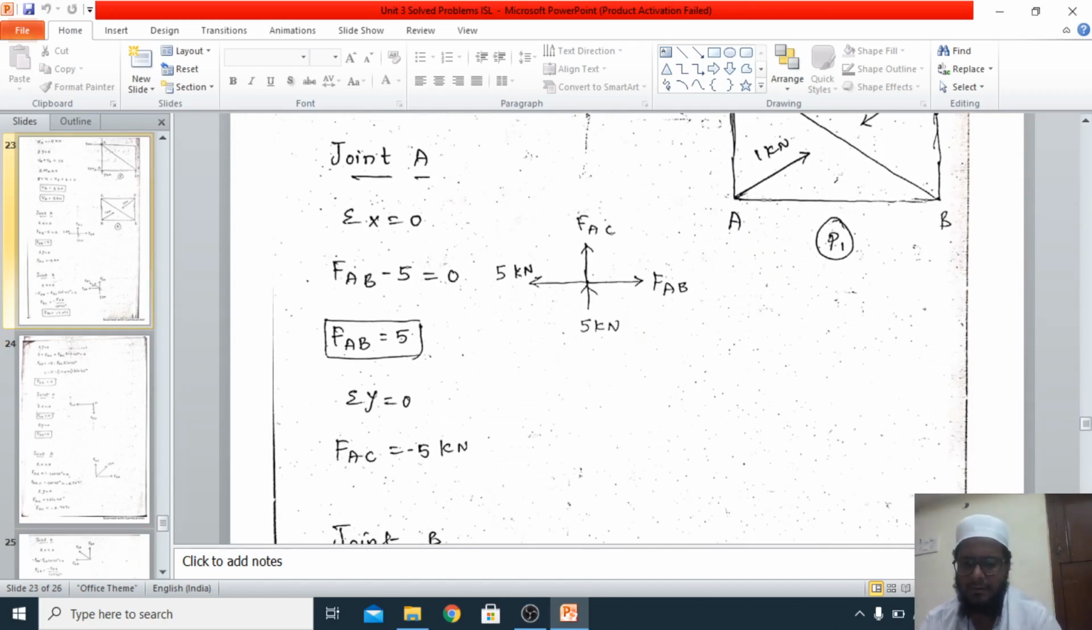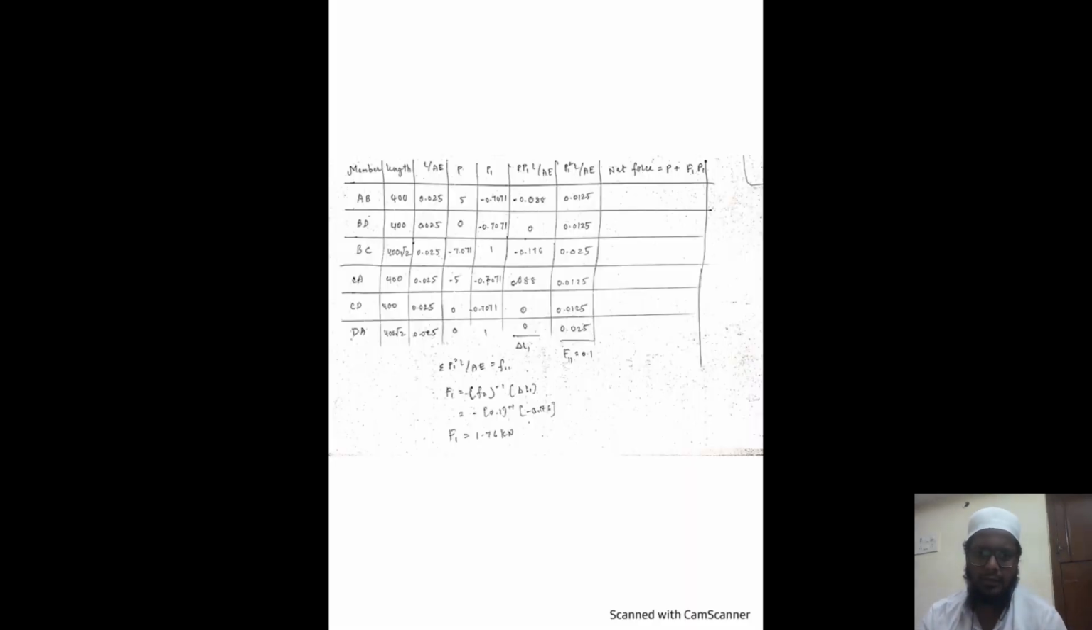So you can see here 5 kilonewton, and the next value is P1. We got one more value, that is 0.707, isn't it? Similarly, force in member BD we got first as 0, then the next value is 0.7071. Similarly, in the first equation, this P is with the external force, P1 is without the external force. Okay, so this is how we got all the values, 0.7071, 0.707 and all.